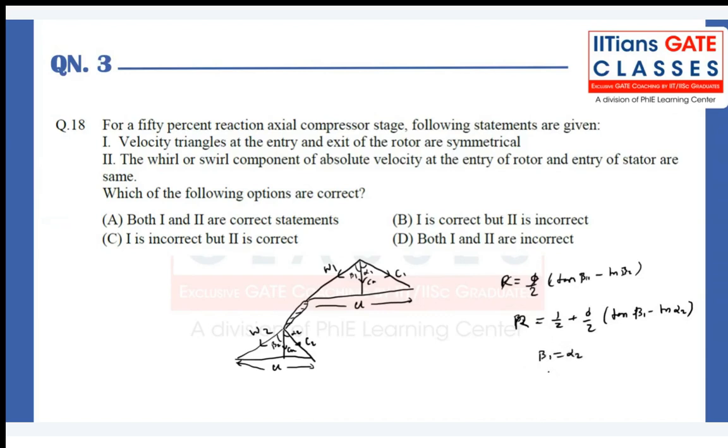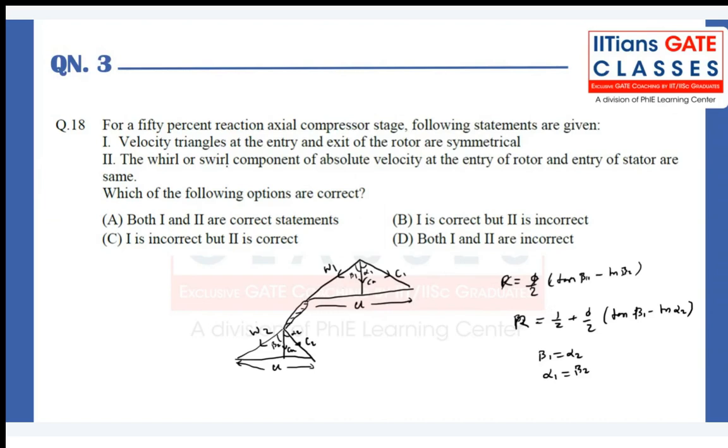Similarly, we can also show that alpha 1 is equal to beta 2. So two angles are similar and one of the velocity components U is similar. So that makes our triangle symmetrical. So that is why the first statement is already true, but the second statement is very interesting.